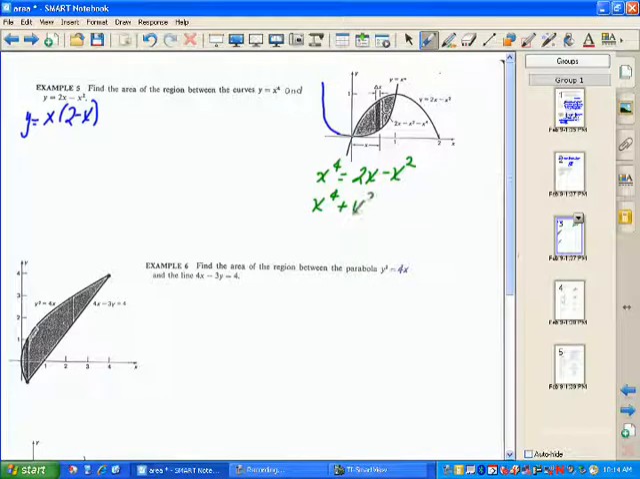x to the fourth plus x squared minus 2x is 0. Okay, the first thing you would do here, right, is factor an x out.